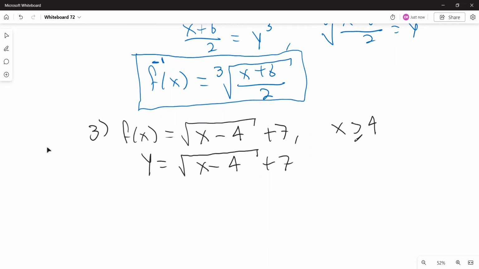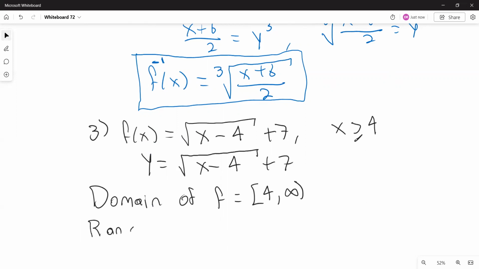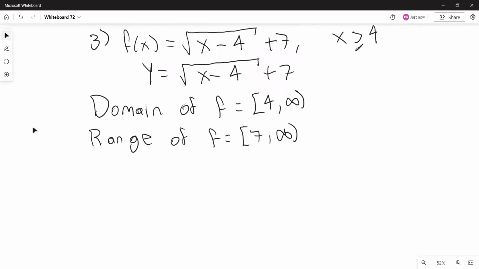Okay, so there's another observation. Actually, there are two observations. The domain of f is 4 to infinity, and the range of f, the range of the square root of x minus 4 is 0, plus 7, so the range of f is going to be 7 to infinity. So the domain of the inverse is going to be 7 to infinity, and the range of the inverse is going to be 4 to infinity.